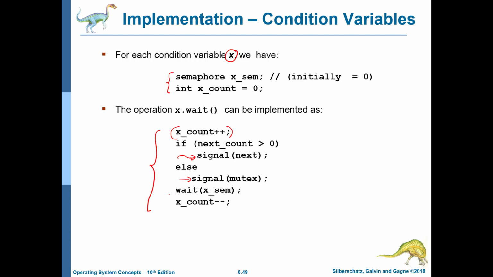After that, we wait on the semaphore, wait xsem, because you're waiting, right? Somebody needs to wake us up. And once this process is woken up, it decrements x.count. So this is quite straightforward, where of course I always give priority to a process that is waiting inside the monitor, as opposed to a process that is waiting outside.